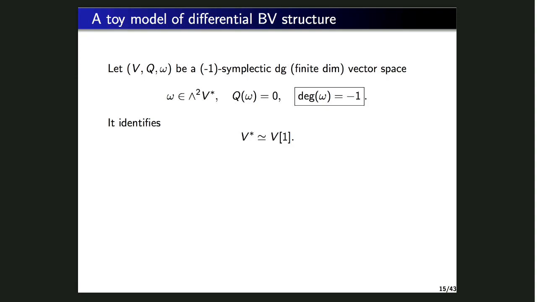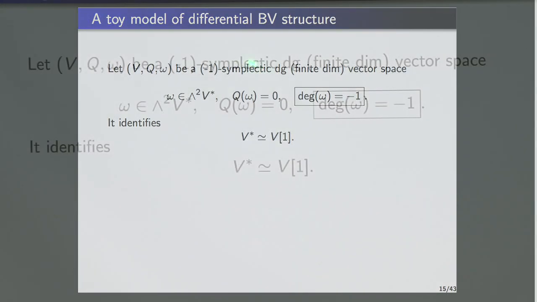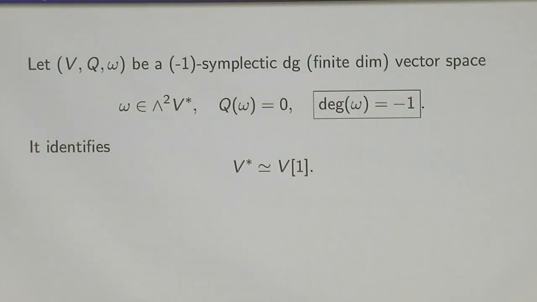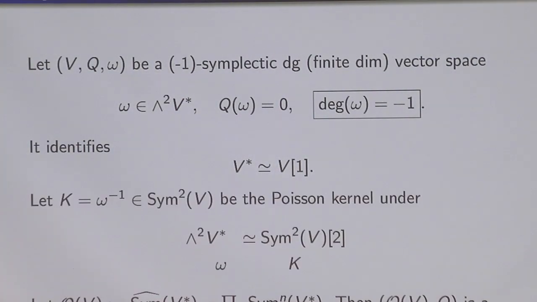But here is a toy model for this differential BV algebra. Suppose you have a -1 shifted symplectic DG vector space. This means V is a graded vector space, Q is a differential, and ω is a symplectic two-form, compatible with Q, but actually has degree -1. This is the most important shift in contrast to the usual symplectic geometry. So in particular, you identify the dual vector space with the vector space itself, but shifted in degree by 1. So you change the parity, change boson to fermion, fermion to boson.